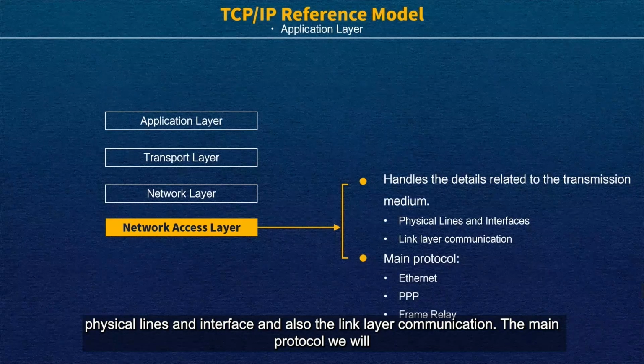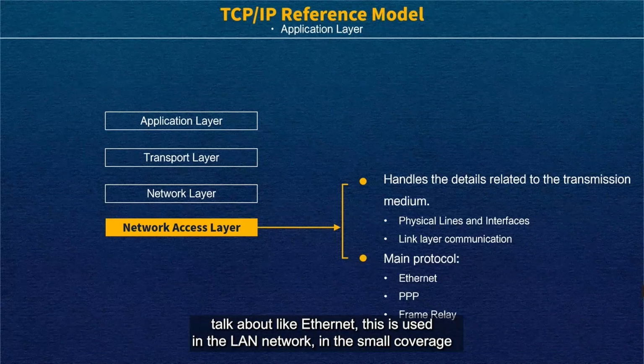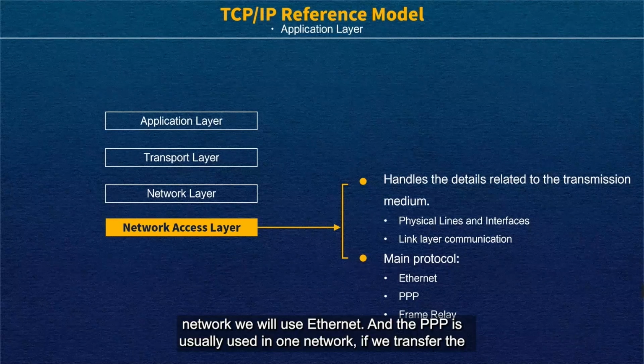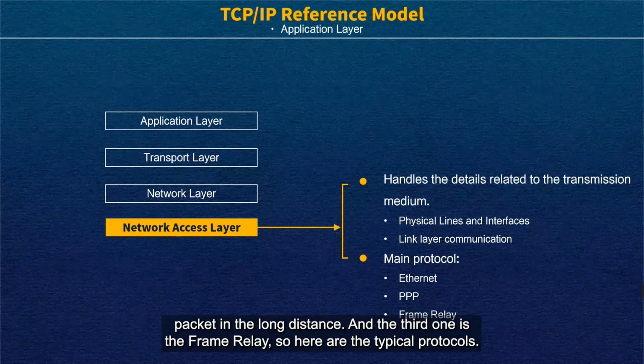The main protocol we will talk about is Ethernet. This is used in the LAN network. In a small coverage network, we will use Ethernet. And PPP is usually used in the WAN network if we transfer packets over a long distance. And the third one is frame relay. So here are the typical layers.